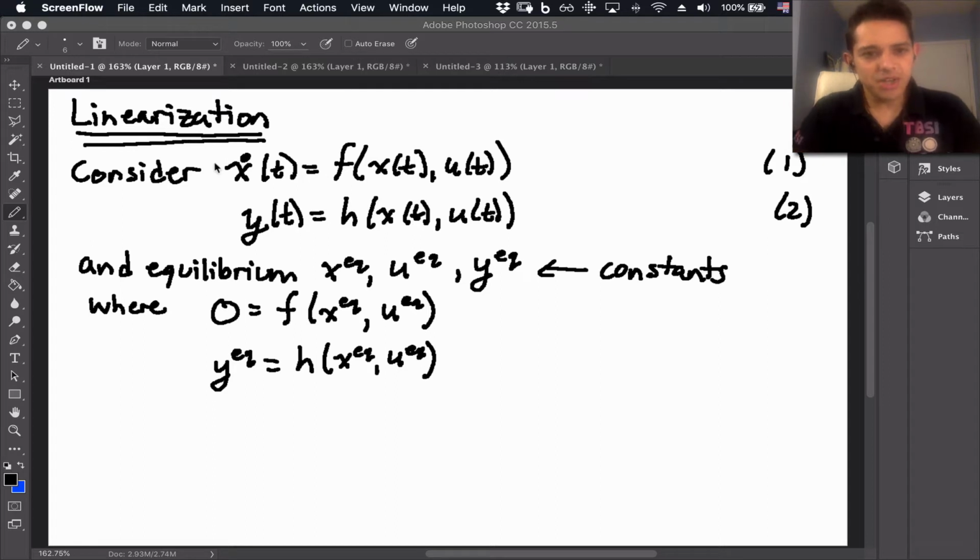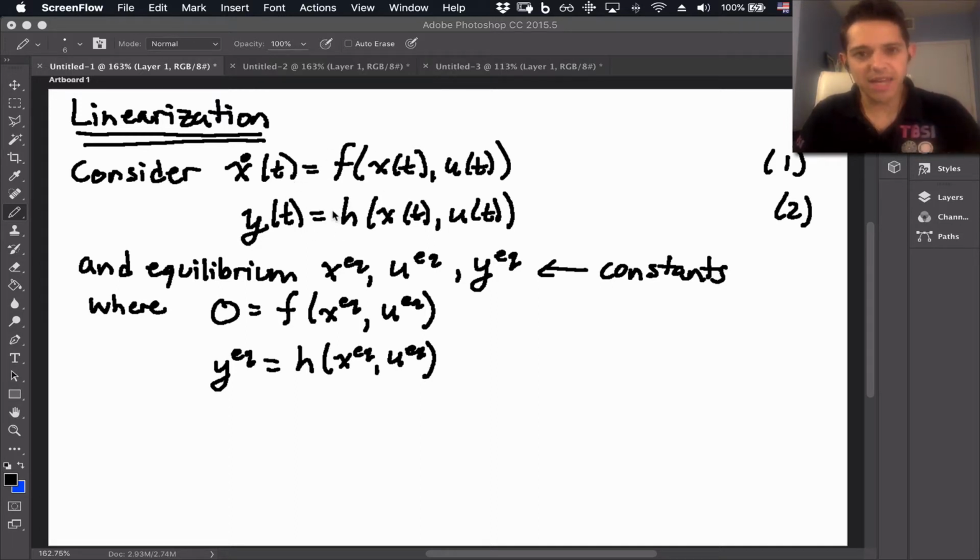So in linearization, we start by first considering a dynamical system that is of the form x dot equals f of x comma u. That is the state equation, which I'll denote by equation 1. And then we have an output equation, y equals h of x comma u. Now in this setup, we have a nonlinear system. And ultimately, what we would like to do is to approximate this nonlinear system by a linear system.